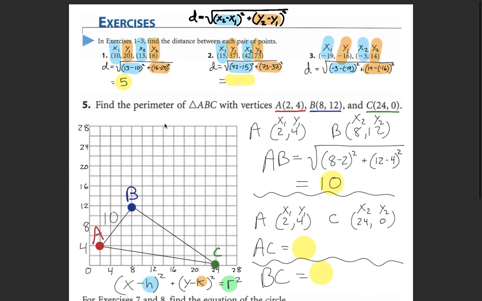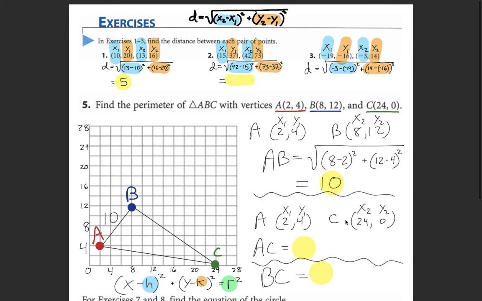Now, in order to find the perimeter, what you've got to do is find all 3 lengths. And I'll find the first one with you. This is A. A is at (2, 4), and B is at (8, 12). Here it is, and so I've written x1, y1, x2, y2.